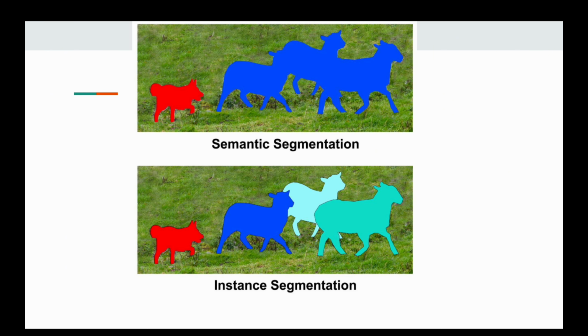So as you can see here, the original picture must have had 3 goats in it, and with semantic it's all just one big class, but with instance it can tell the difference between each goat.